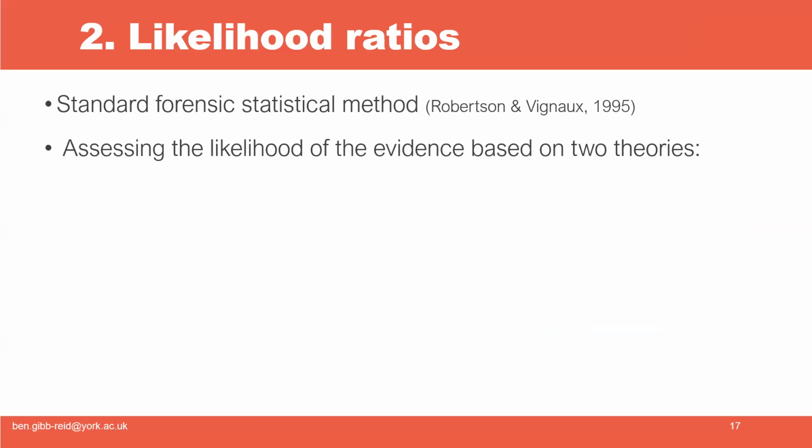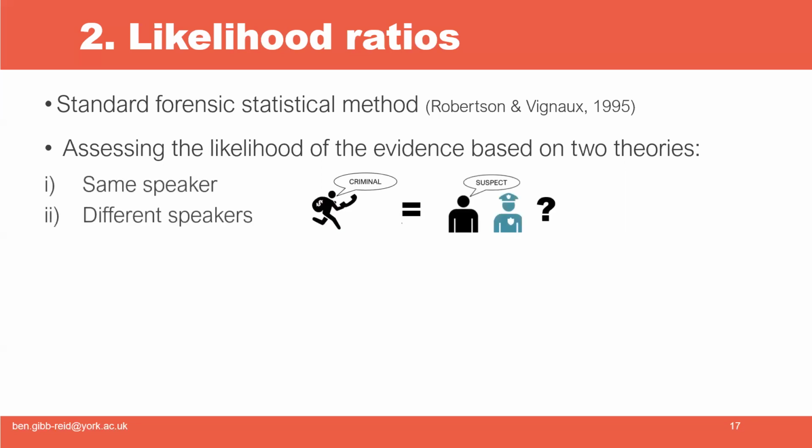If you're not aware of likelihood ratios, I don't have much time to go into crazy detail with them, but they're a standard forensic stats method. They're assessing the likelihood of evidence based on two theories. The theory that they're the same speaker, which is often the prosecution proposition, and the theory of different speakers, the defense proposition. So with two recordings, is the suspect or defendant the person who made this criminal recording or not? We're assessing the evidence, whether or not it would have occurred based on these two ideas.